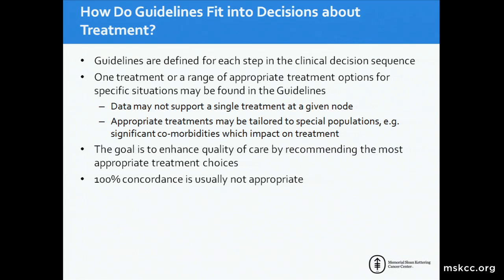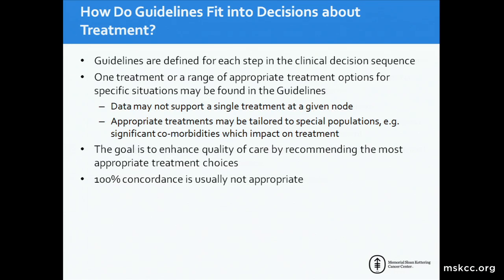How do guidelines fit into decisions about treatment? Well, we have to have a decision at each point in treatment: diagnosis, evaluation, first-line treatment, second-line treatment, et cetera. The problem is that we will not have perfect data for every single node on the pathway.